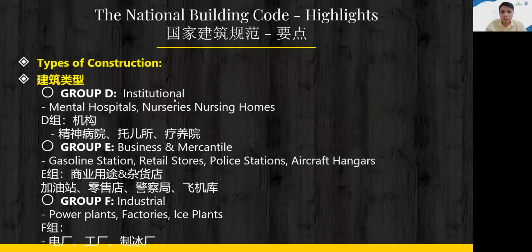To continue, institutional structures such as mental hospitals, nurseries, and nursing homes are under Group D, while business and mercantile structures such as retail stores, gasoline stations, police stations, and aircraft hangars are categorized under Group E. And lastly, industrial structures such as power plants and factories or ice plants are categorized under Group F.